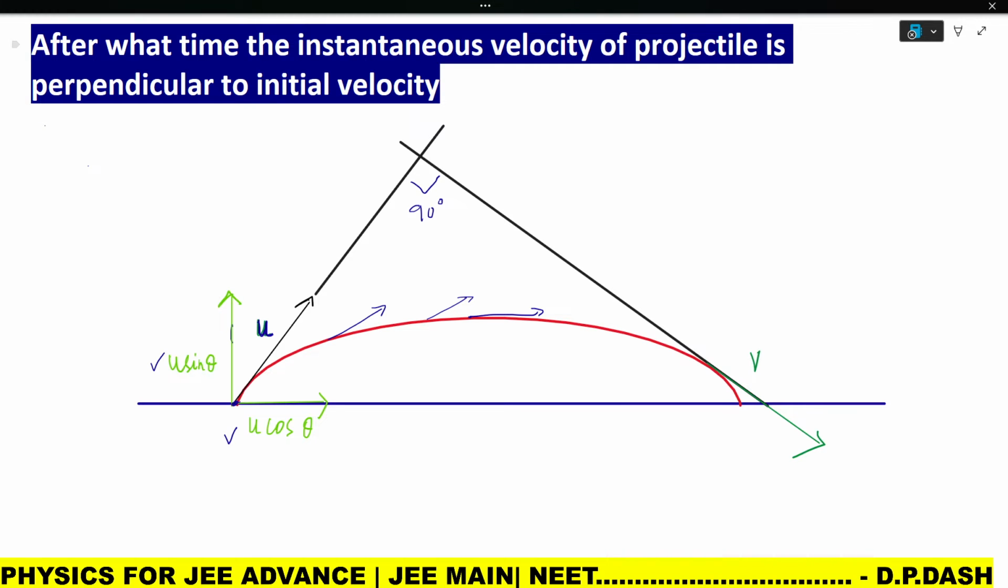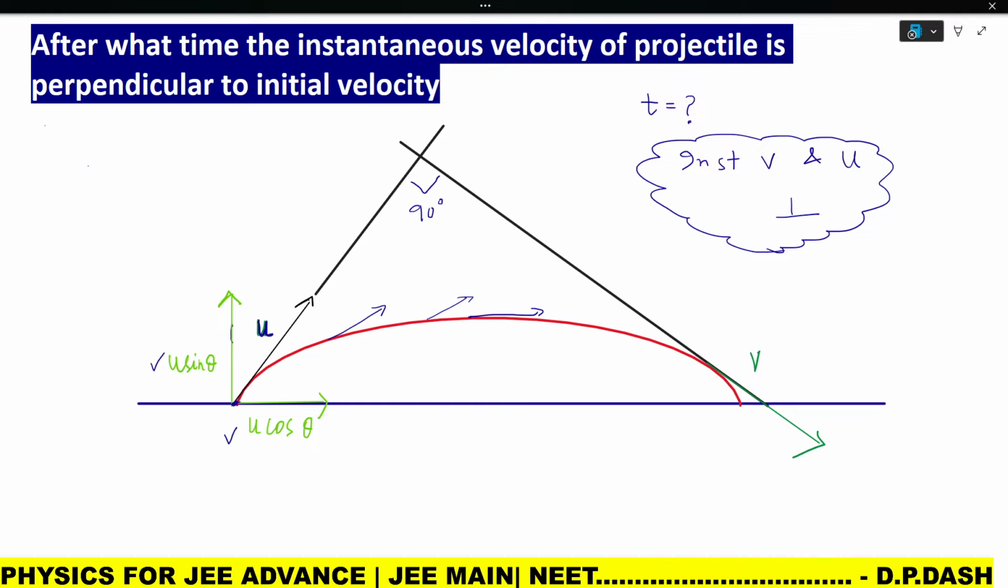Here you have to find a particular time. At that time the instantaneous velocity and the initial velocity u are going to be perpendicular. This case you have to calculate. To have this condition, how much time is required where our instantaneous velocity will be perpendicular to the direction of the initial velocity?